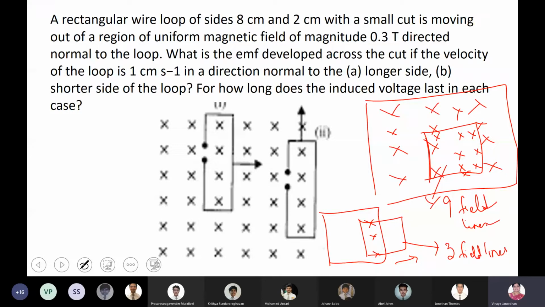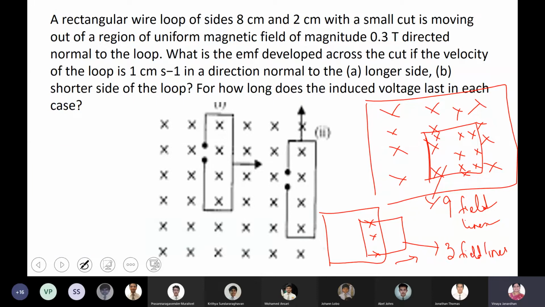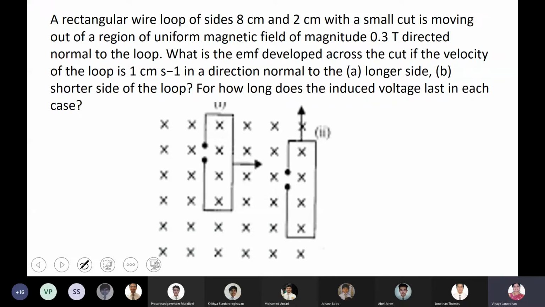See, the field lines mean flux. Is the flux changing when the coil is moving out? The number of field lines passing through it changes. So as the number of field lines passing through the loop is changing, the flux is changing and EMF will be induced. So now the question is, in this last case, or the second case, how long does the voltage last in each case? The voltage will be lasting.